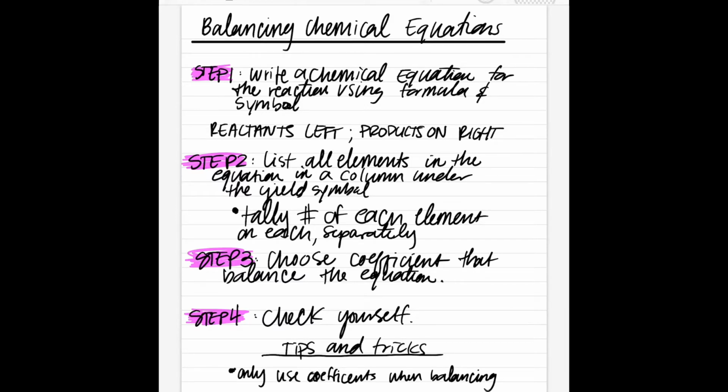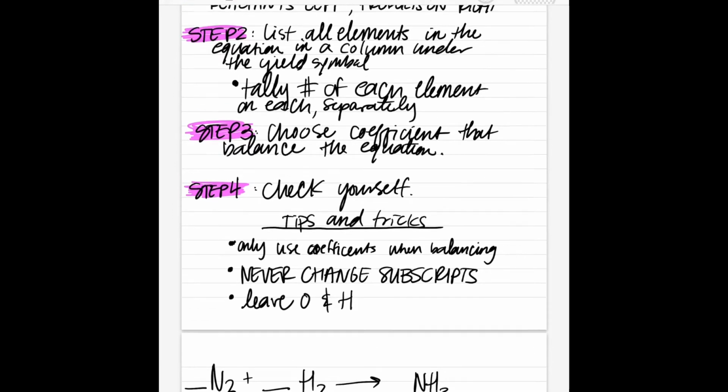All right, so balancing equations, there's 4 easy steps. Number 1, write down a chemical equation for the reaction using the formula and symbol. Literally just write it down, that's all you have to do. Reactants go on the left, products go on the right, and you've got the yield symbol in between them. Step 2, list all the elements in the equation in a column under the yield symbol. Tally the number of each element on each side separately. That's kind of difficult for me to explain in writing, so I'll just have to show you in a minute. Step 3, choose coefficients that balance the equation. We talked about coefficients. Those are the big numbers in front of the formula. Step 4 is to check yourself.